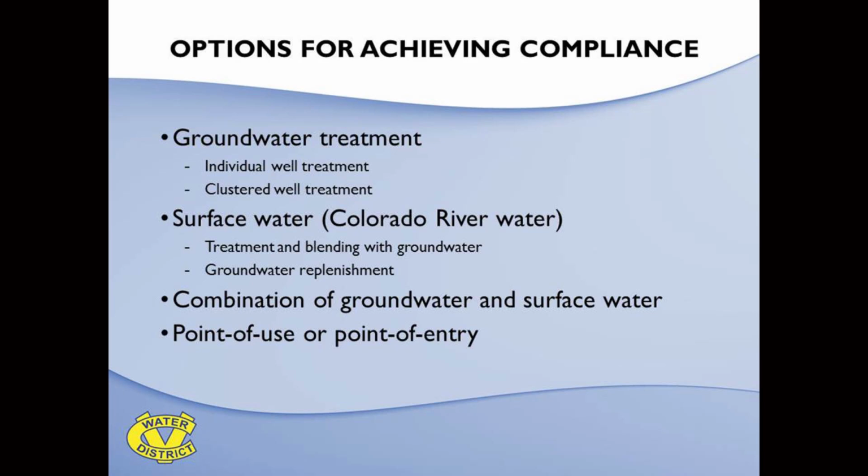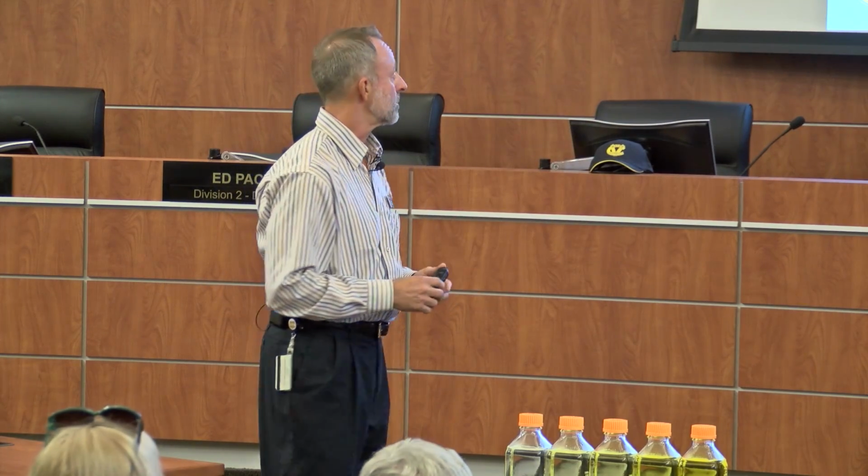Surface water treatment. Colorado River water is used by over 30 million people in the state of Nevada, Arizona, and California. So we have the luxury of having this important imported water supply that we can treat directly and serve to customers. We don't do that currently. But we do use that water to replenish the basin. And we saw what happens when we replenish. We benefit from lower chromium-6 levels. We can use a combination of those treatments.